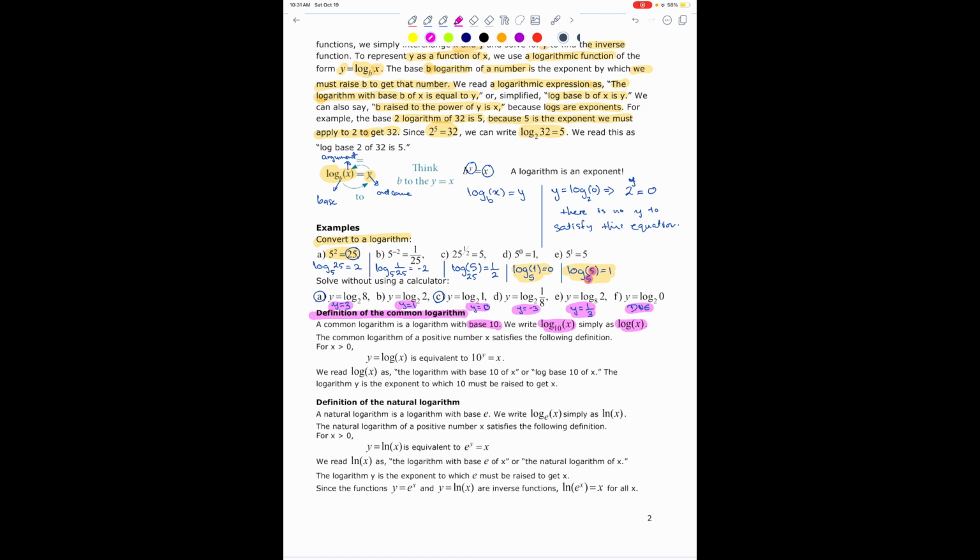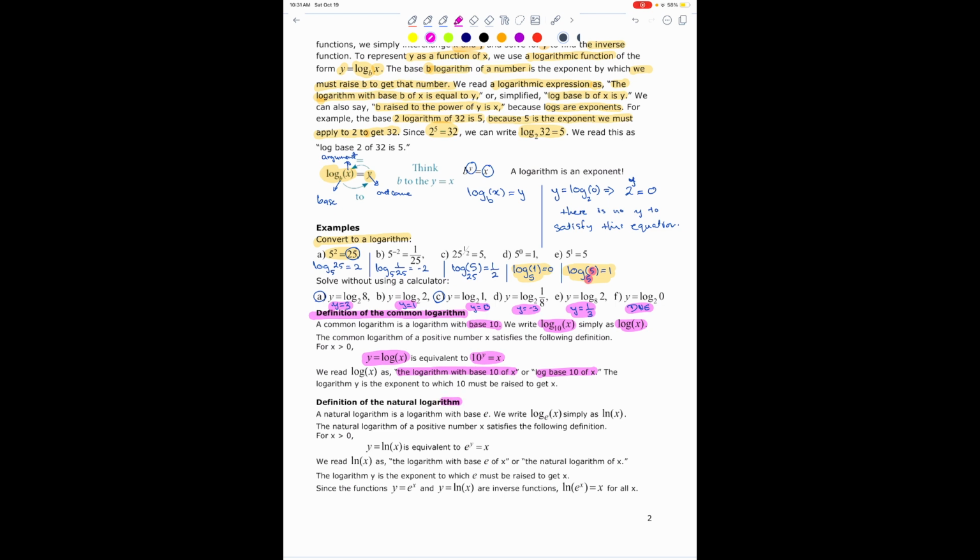The common logarithm of a positive number x satisfies the following definition for x greater than 0. We know that y equals log base 10 of x, the 10 usually is not written, is equivalent to 10 to the y power equals x. So when we convert it to exponential form, if the base isn't there, we assume it's 10. We read log of x as logarithm with base 10 of x, or log base 10 of x. The logarithm y is the exponent to which 10 must be raised to get x. So that is the meaning of it.